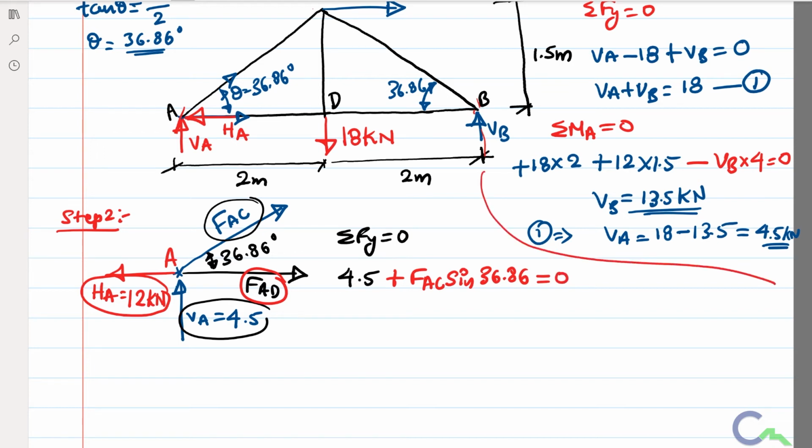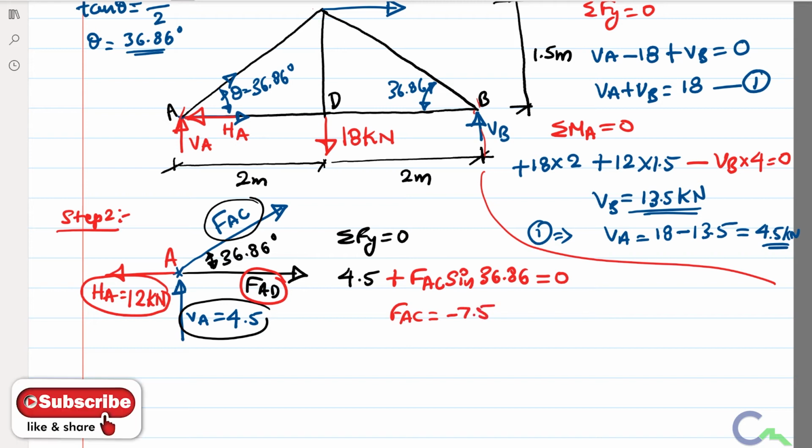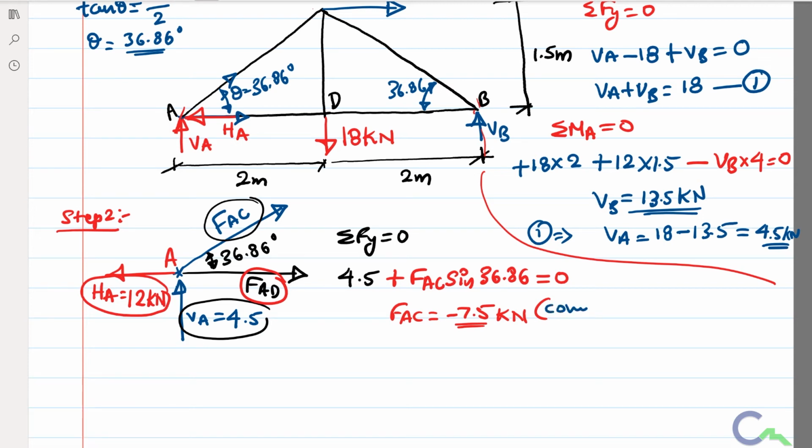So if I simplify this, we will get FAC is equal to minus 7.5 kilonewton, which I got as a negative answer, that means our assumption is wrong. This member is in compression. I'm not going to change the direction now. After completing the entire joint, I'm going to change the direction. So now I'm dealing with joint A. The next equilibrium condition I'm going to apply, that is summation of horizontal forces is equal to 0.